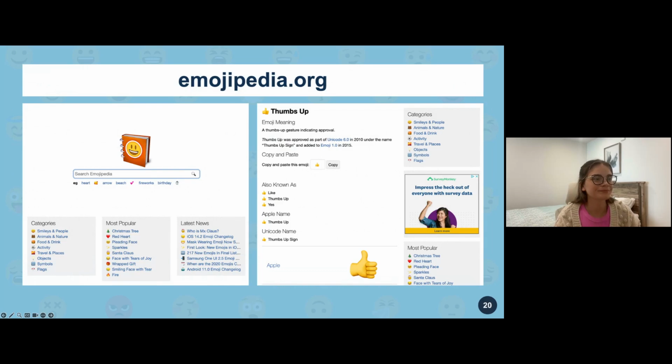An excellent resource for content creators is the website Emojipedia. It lists every known emoji along with their different appearances and descriptions across platforms, devices, and browsers. It's an absolutely great website.